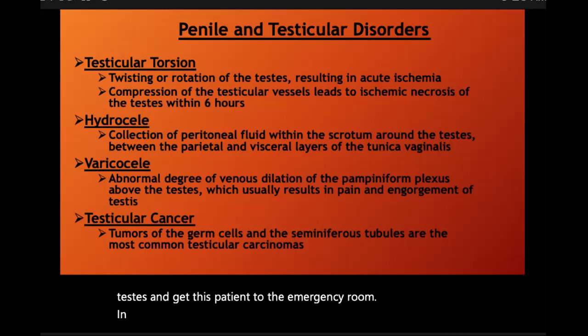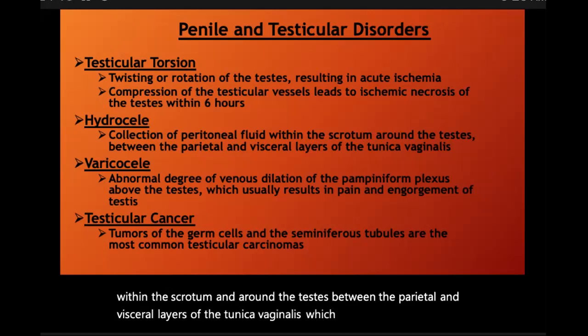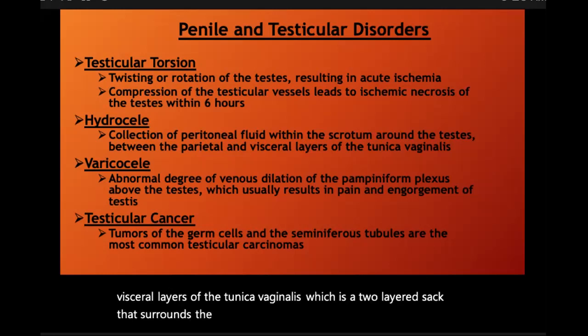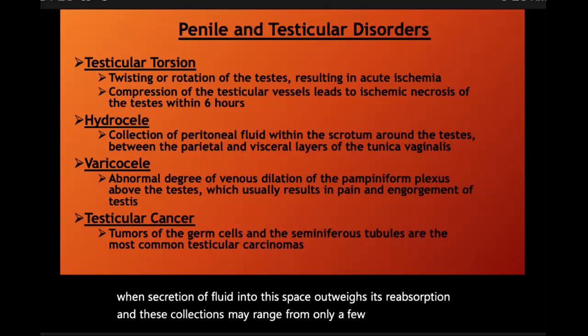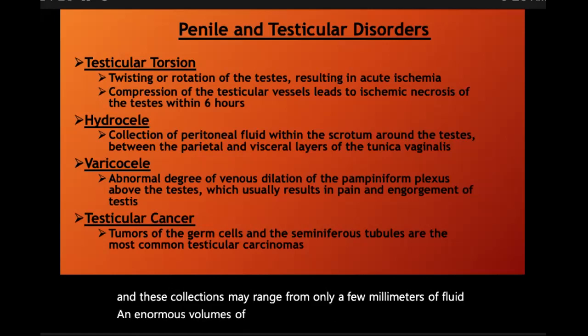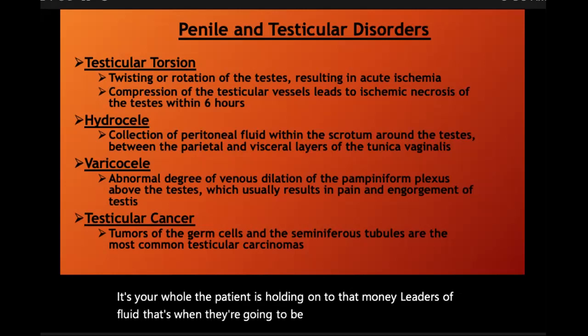A hydrocele is a collection of peritoneal fluid within the scrotum and around the testes, between the parietal and visceral layers of the tunica vaginalis, which is a 2-layered sac that surrounds the testes and the spermatic cord. A hydrocele forms when secretion of fluid into this space outweighs its reabsorption. And these collections may range from only a few millimeters of fluid to enormous volumes of fluid measured in liters. And once we get into those levels of hydrocele where the patient is holding that many liters of fluid, that's when they're going to be in agony, a lot of pain.